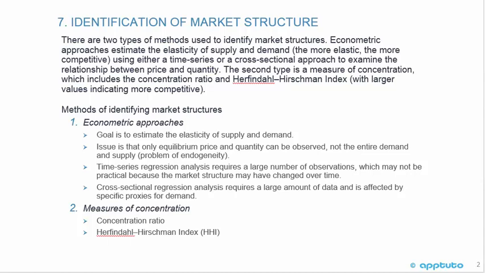The first, econometric. The goal is to estimate the elasticity of supply and demand. The issue is that only equilibrium price and quantity can be observed, not the entire demand and supply. The time series regression analysis requires a large number of observations, which may not be practical because the market structure may have changed over time. And cross-sectional regression analysis also requires a large amount of data and is affected by specific proxies for demand.